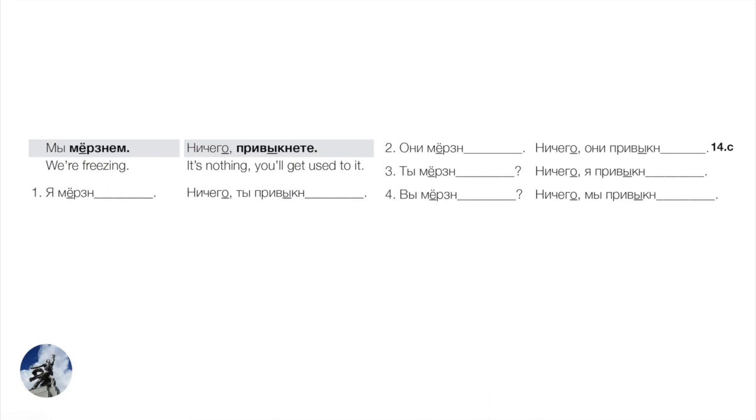Number two, they're freezing. Они мёрзнут. It's nothing, they'll get used to it. Ничего, они привыкнут. Number three, are you freezing? Ты мёрзнешь? We're asking someone, are you freezing? And they respond, it's nothing, I'll get used to it. Ничего, я привыкну. Number four, are you all freezing? Or are you, sir or madam, freezing? Вы мёрзнете? Ничего, мы привыкнем. And actually in the response we see that this is a you plural. Are you guys freezing? Are you all freezing? It's nothing, we'll get used to it. Ничего, мы привыкнем.